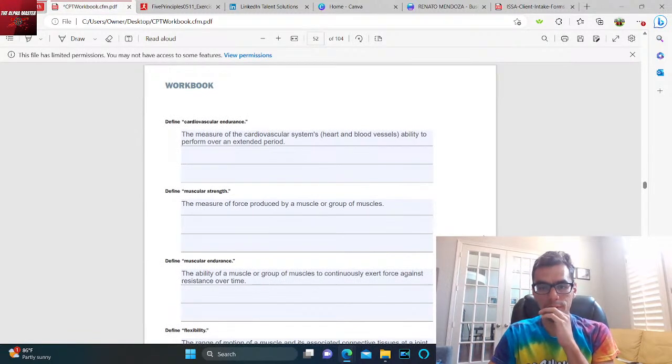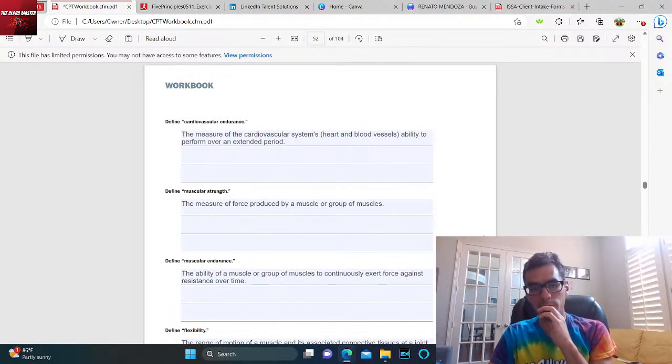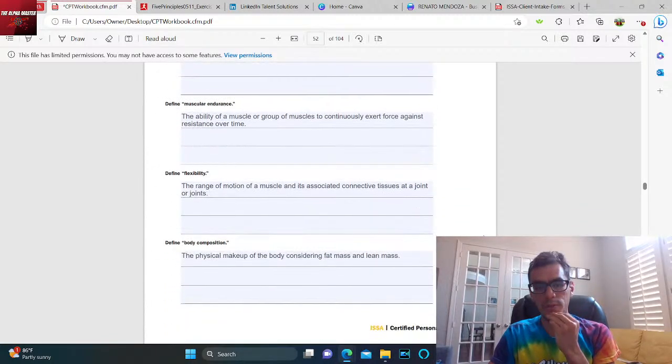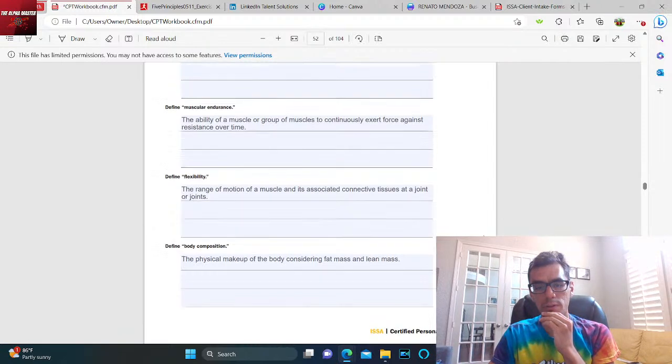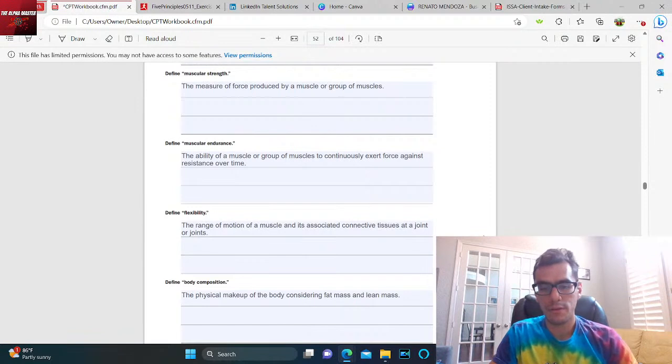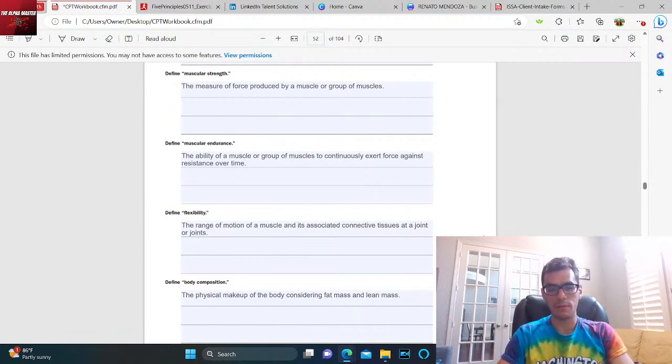Cardiovascular endurance. For strength, that measure of force by muscles, muscle endurance. Then flexibility is going to be the range of motion of muscle and its associated connective tissues at a joint or joints. And finally, body composition is going to be the physical makeup of the body, considering fat mass and lean mass.